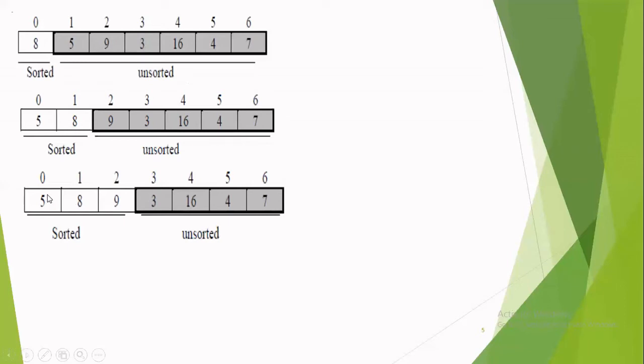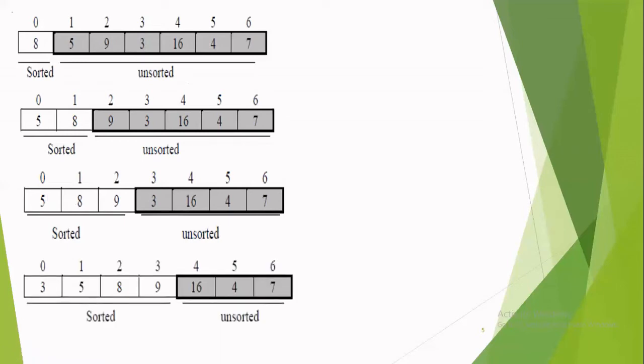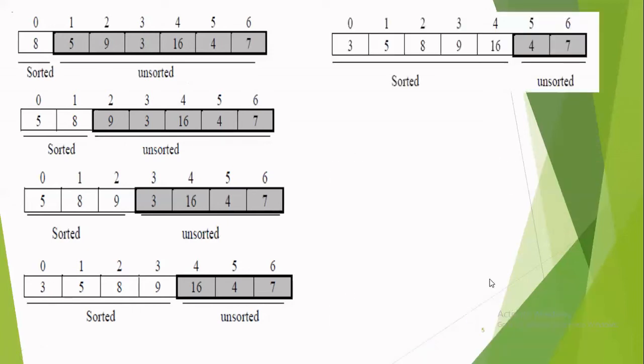At the end of the third iteration, the element 3 will be fixed to the position 0. And the size of the sorted list is increased by 1 and the size of the unsorted list is decreased by 1. Next, you're going to pick 16 from the unsorted list, and you will repeat the same process.